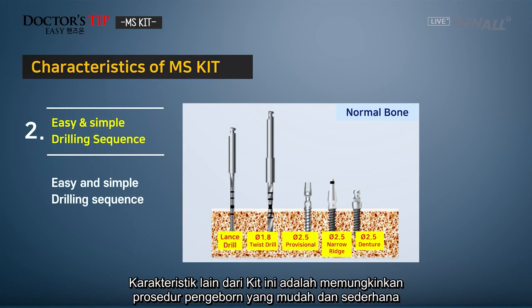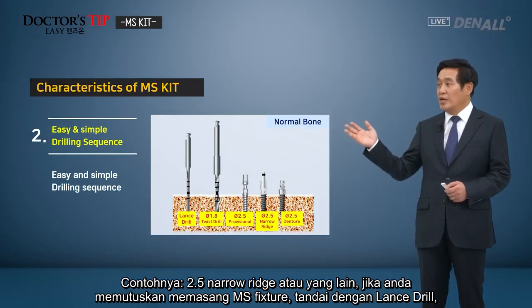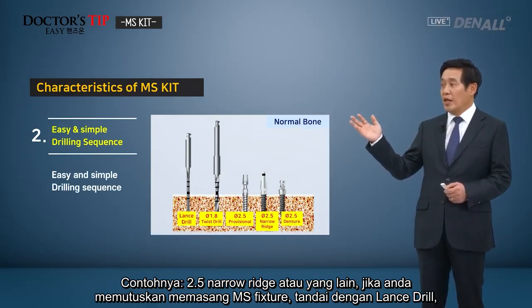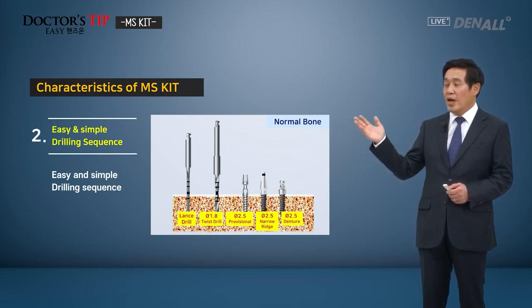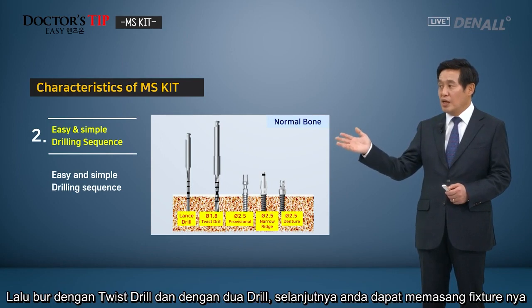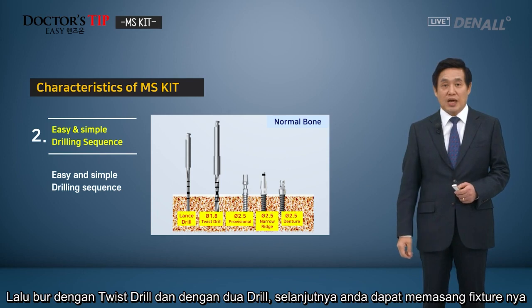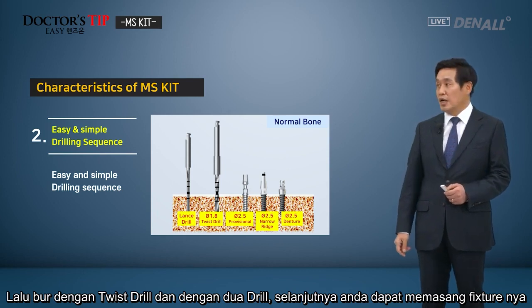Another characteristic of this kit is that it allows for an easy and simple drilling sequence. For example, for a 2.5 narrow ridge or other. If you put in the MS fixture, you mark with the lens drill and then drill with the twist drill, and with two drills you can put in the fixture, so it has an easy and simple sequence.